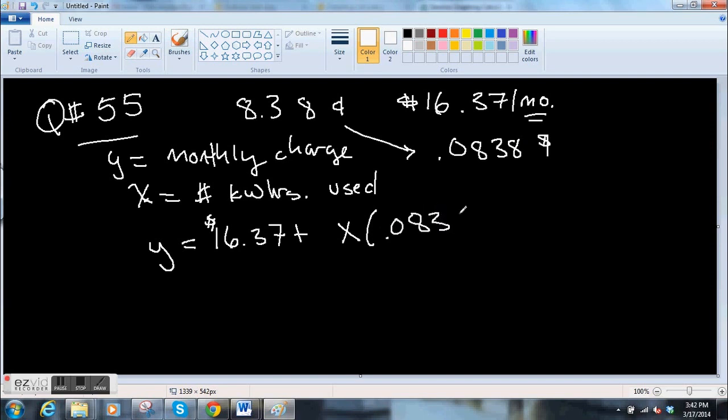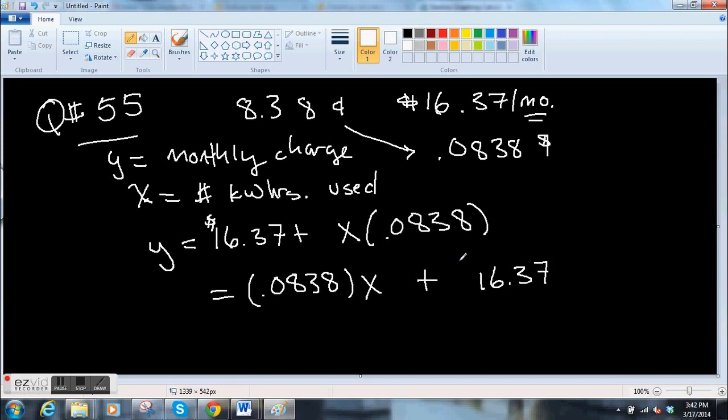So it looks like this. I could rewrite it, but basically it's 0.0838 times the amount of kilowatt hours you used plus $16.37. Even if you use no electricity, you turn everything off and leave for the month, you're still getting that charge of $16.37. So this is what they mean. This is how you would write it.